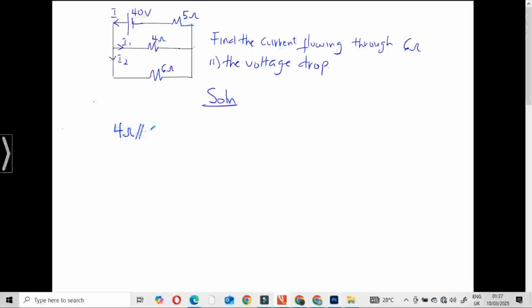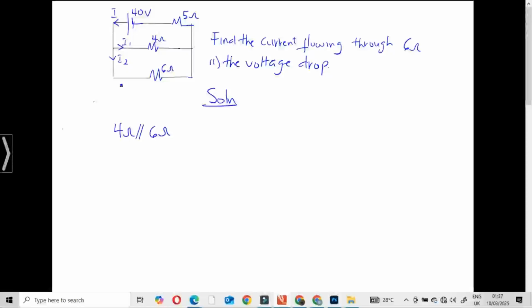our 4 ohm resistor is in parallel to the 6 ohm resistor, and we have our 40 volts, which is in series with the 5 ohm resistor. Okay, so the question is saying we find the current flowing through the 6 ohm resistor.